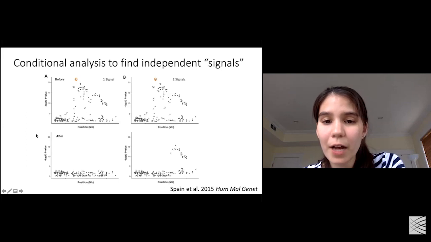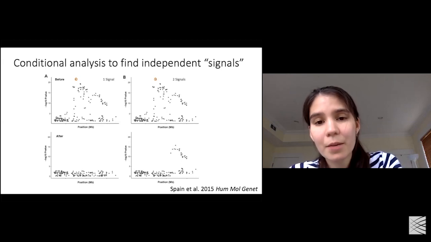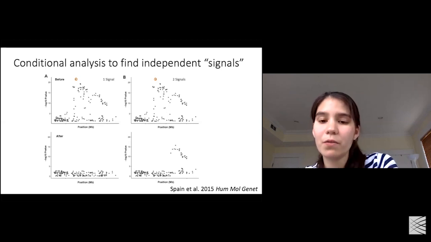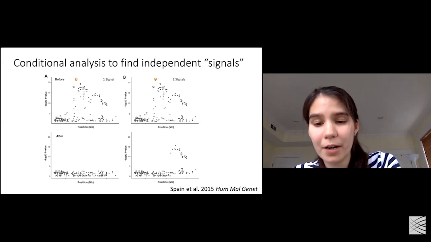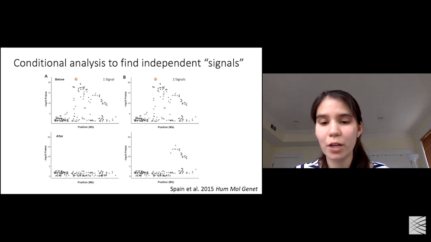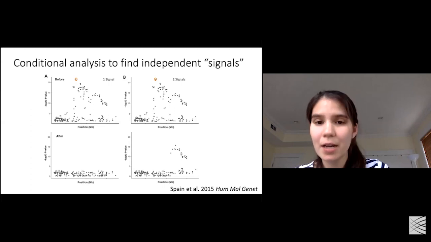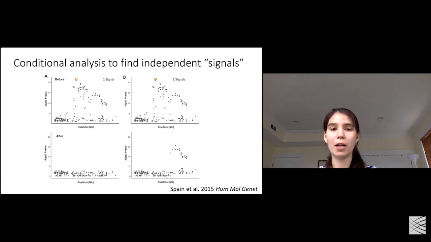On the other hand, if you've got two causal variants, then conditioning on the top variant is unlikely to kill all of your signal. In particular, if that top variant is in high LD with a causal variant, then after you've conditioned on it, you've accounted for the effect of that causal variant, and now you've got a locus that's got one fewer causal variant than before. And so you can iterate this and get this set of index SNPs. Conditional analysis is one commonly used way to break a complex locus into multiple signals.